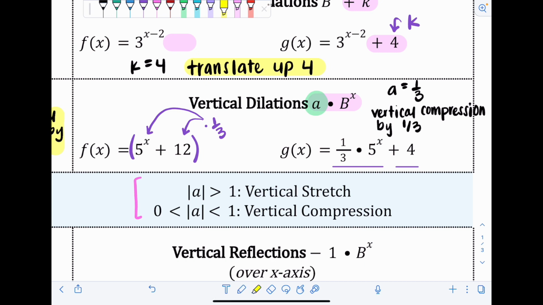And then notice with a vertical stretch or compression, I don't have to take the reciprocal of what's in the function itself. It's pretty much straightforward with what it looks like. So whatever number got multiplied out in front, that's our a value. It's more straightforward. We don't have to switch it around.